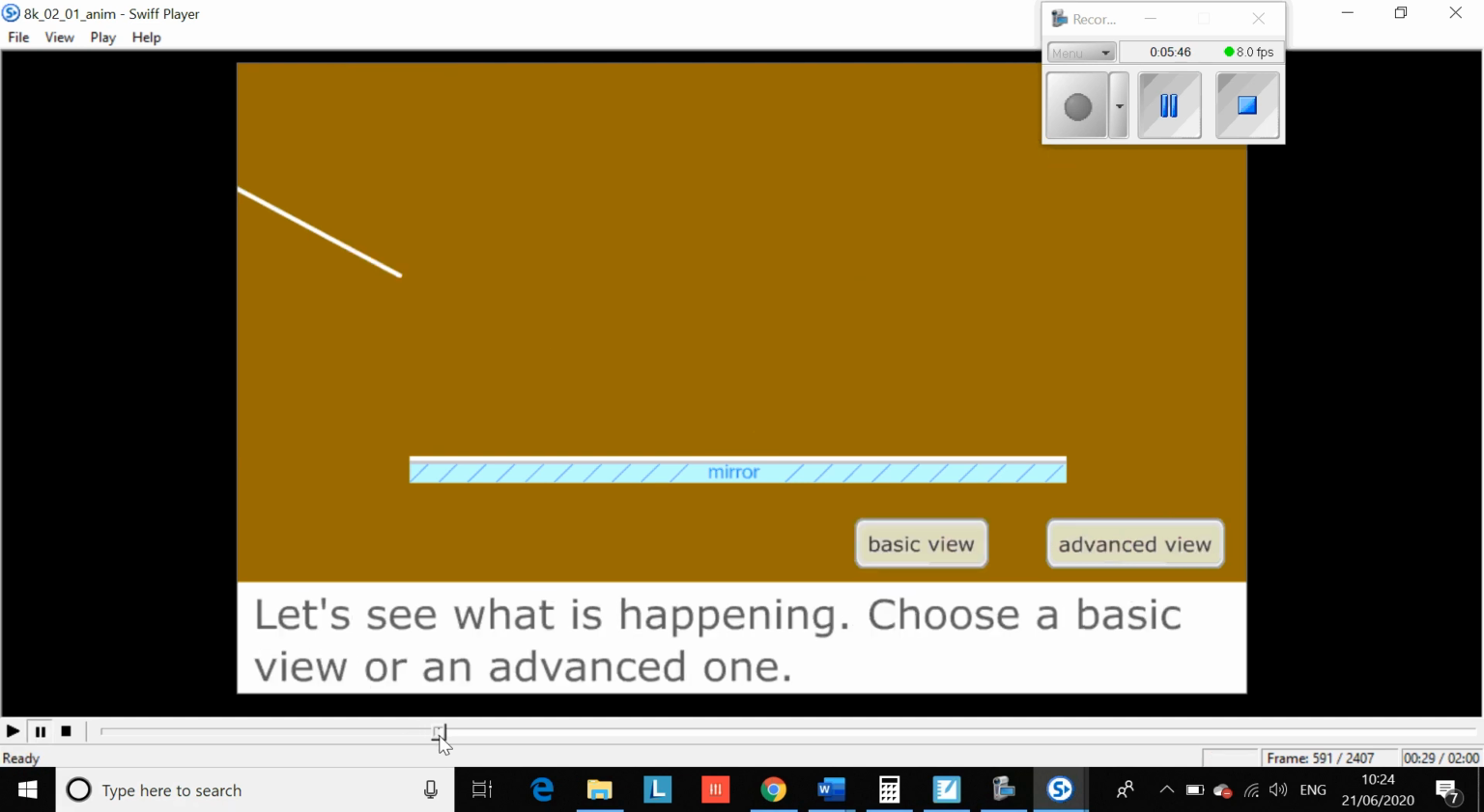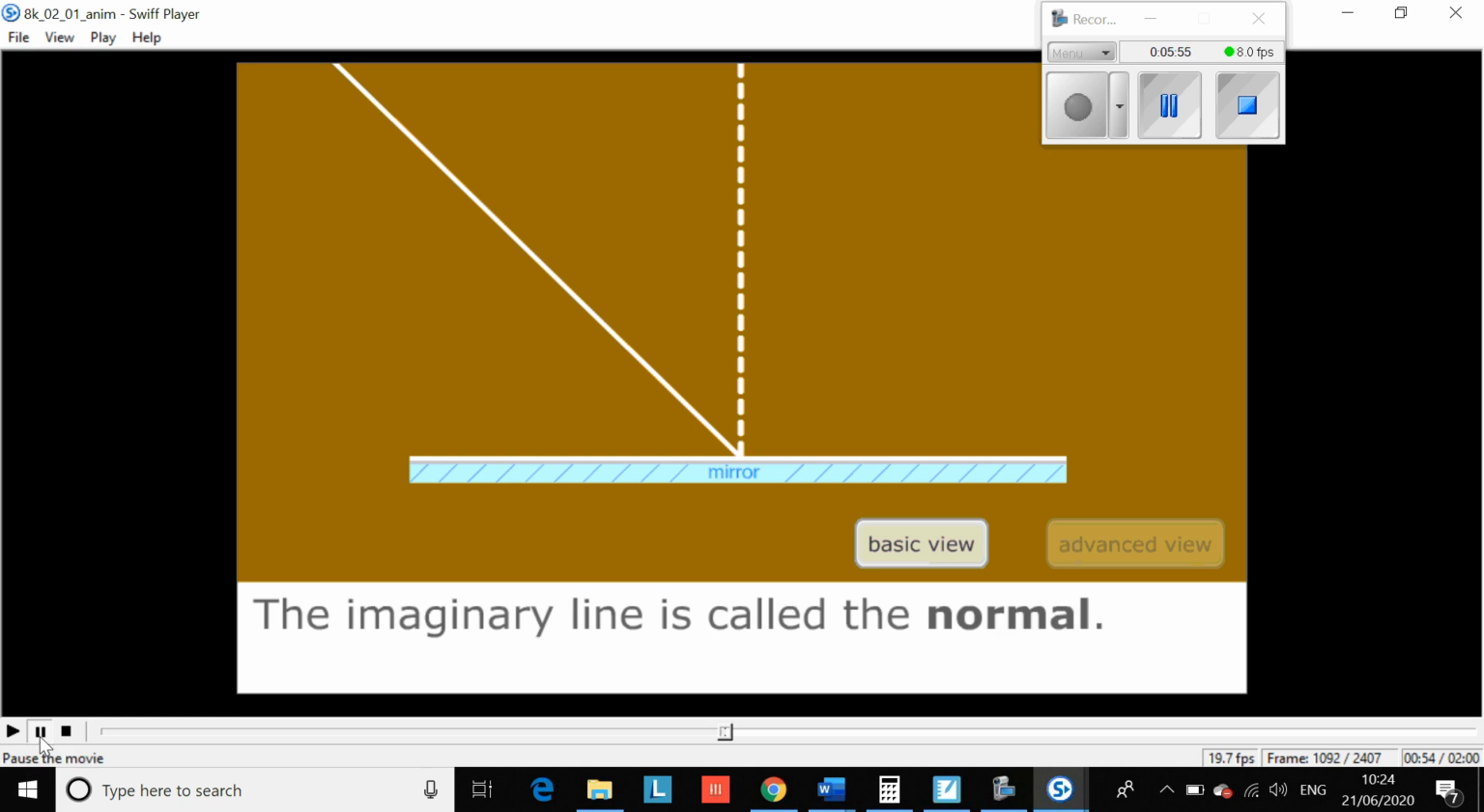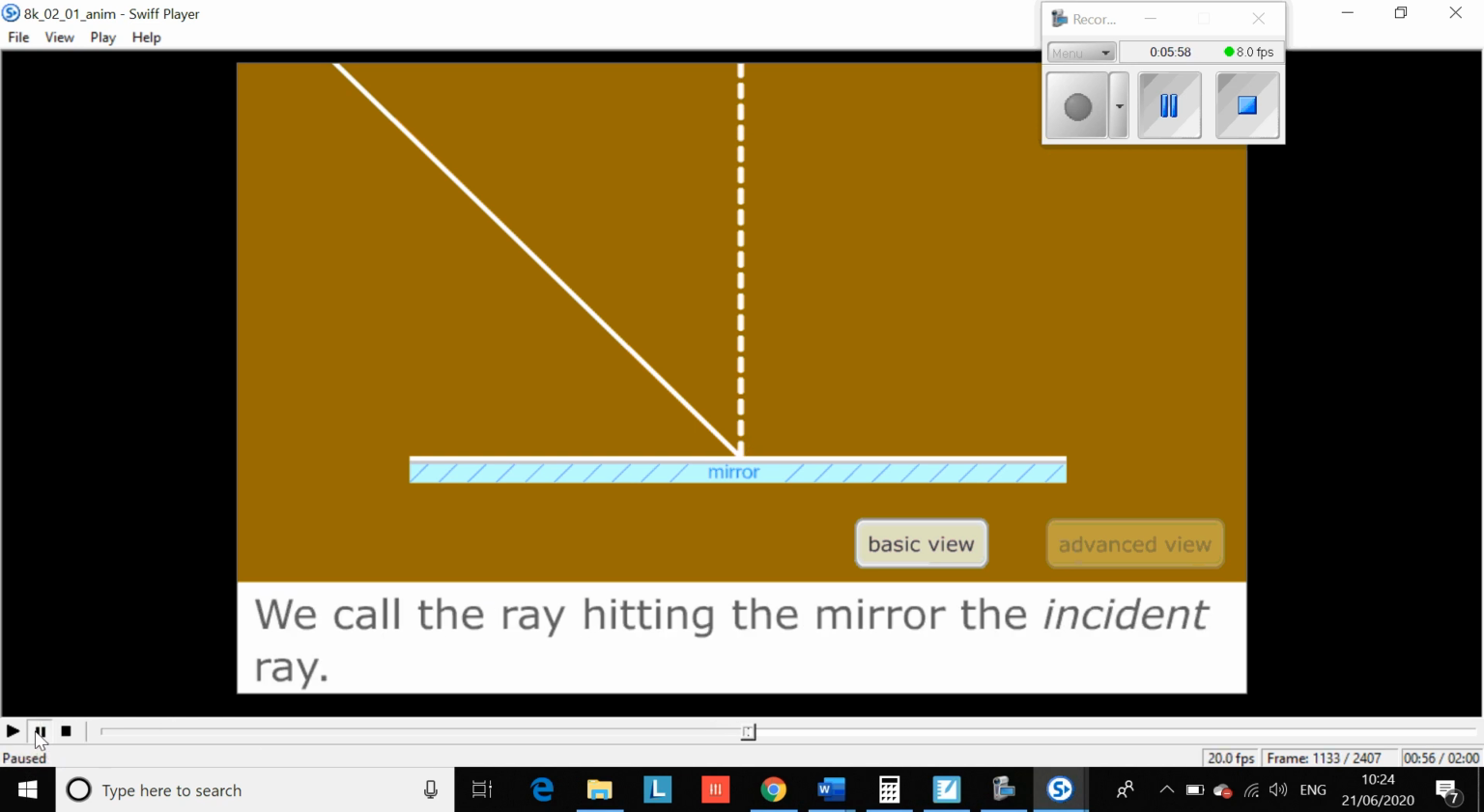Okay, now if we just move that forward a bit, we can start to see. So watch closely. So, firstly, this is our normal. The reason it's a dotted line is because it's an imaginary made up line. It doesn't really exist. We just made it up to help us out. And what you would do is get a protractor and measure the angle between the incident ray, so the beam of light coming in, and the normal, so that angle there. So let's see what happens.